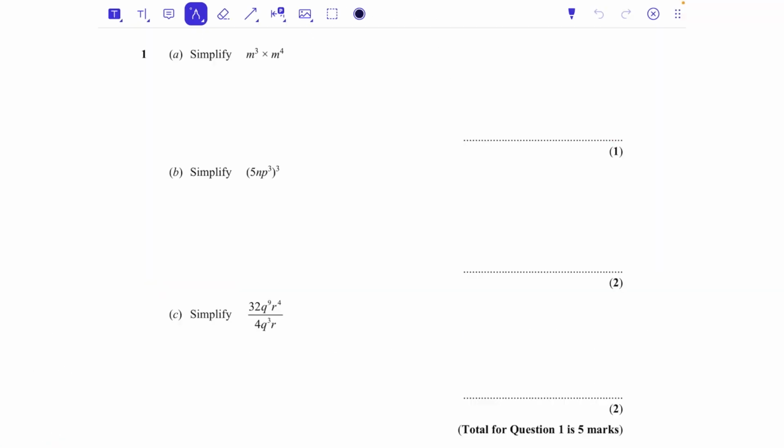Okay, so this is a homework paper, it is a calculator paper, so feel free to use a calculator throughout. So simplify m cubed times m to the power of 4. And when we multiply, we add the powers.